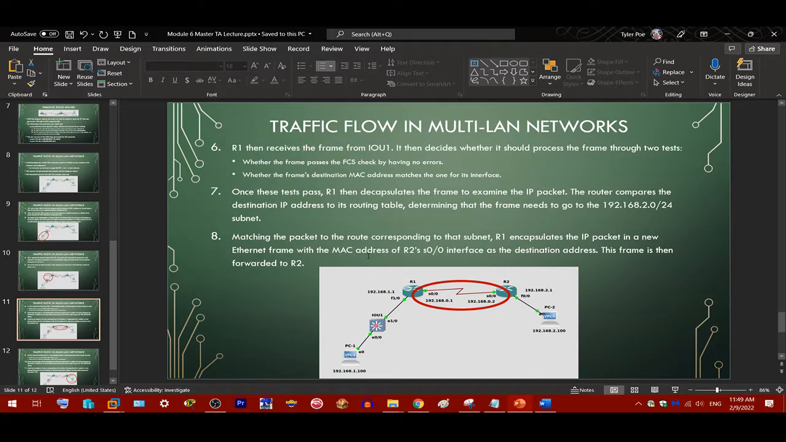Matching the packet to the route corresponding to that subnet, R1 encapsulates the IP packet in a new Ethernet frame with the MAC address of R2's S0/0 interface as the destination address. This frame is then forwarded to R2.